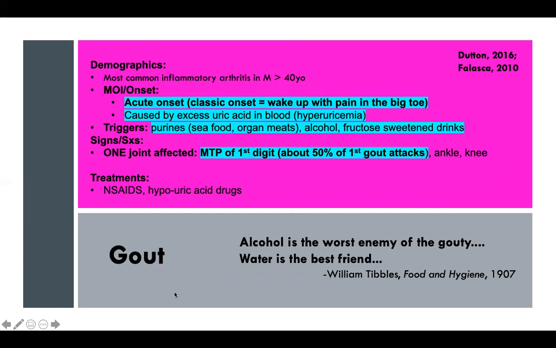For gout, we've talked about this quite a bit because of our case study. The classic onset is somebody wakes up with pain in the big toe, caused by excessive uric acid, usually as food triggers. Seafood, organ meats, red meat, I've heard, alcohol, fructose sweetened drinks can all be triggers. And it's really common in the MTP joint of the first digit, so the great toe, commonly affected in gout. More common in males than females, and males over the age of 40.